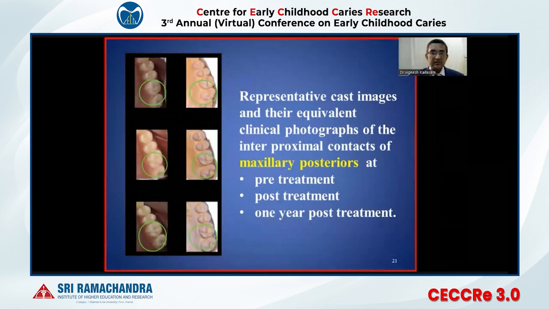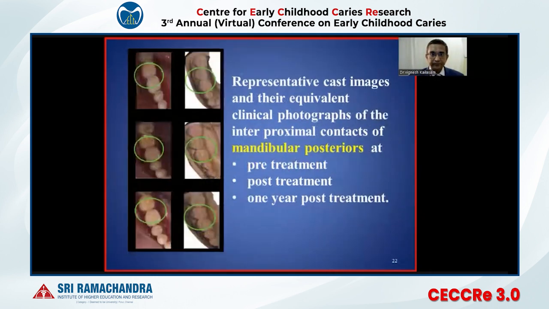Coming to our results, here you can see the treatment at 3 time points: baseline, T1, that is the end of orthodontic treatment, and T2, that is after 1 year of retention. Here you can see the representative cast images and the equivalent clinical photographs at T0, T1 and T2 of the maxillary posteriors. We can see that an X contact has become an I contact at the end of treatment, and remained an I contact at the end of 1 year.